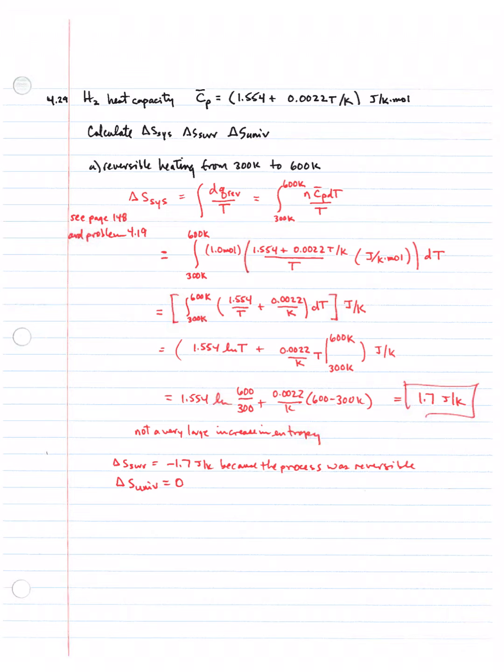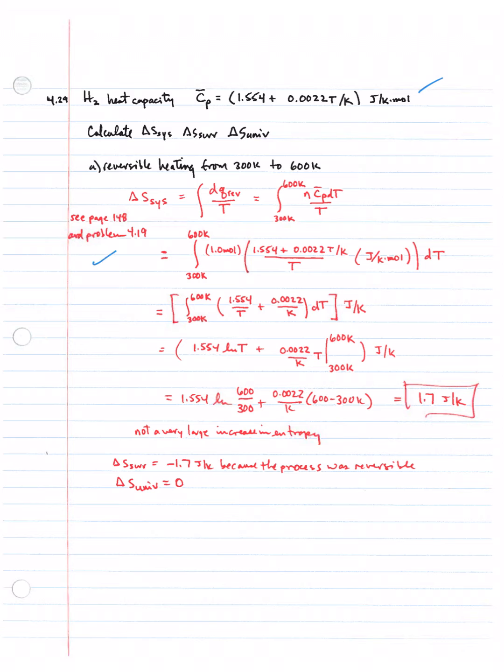4.29 asks us to calculate the delta S of a system, delta S of surroundings, and delta S of the universe for a heating process with a non-constant heat capacity. So we're given the polynomial for heat capacity of hydrogen here. Let's figure out the delta S of the system. We've actually done this already.